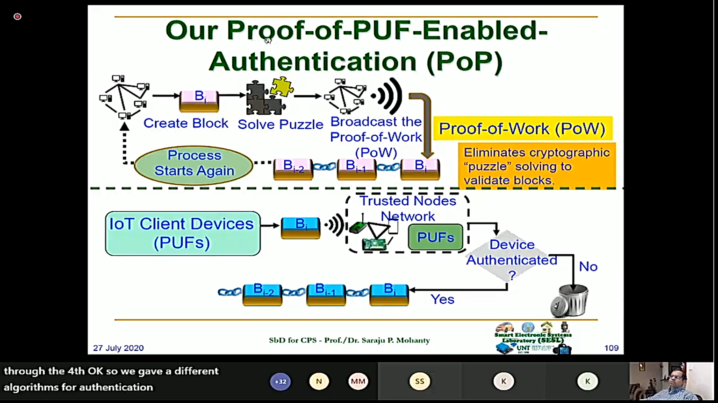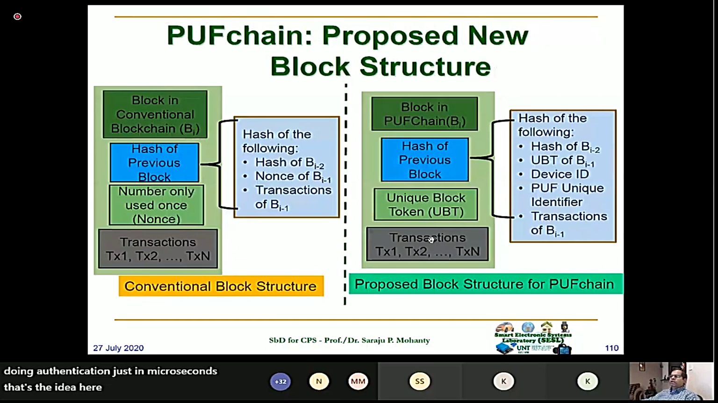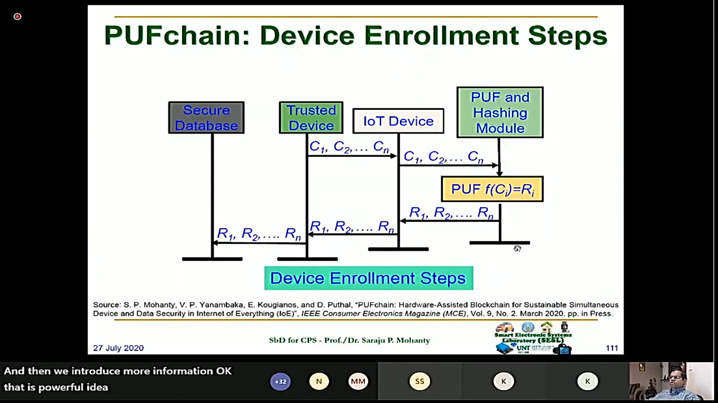We call it proof of PUF-enabled authentication, or PoP, as compared to proof of work that was originally proposed. And this is the idea, that your trusted nodes, with the help of PoP, are doing authentication in a matter of seconds. And again, we had to do a lot of changes. The block structure we had to change, with a unique block token instead of the nonce that it had originally. In the original blockchain, you introduce a concept of unique block token, UBT, and then we introduce more information, that is PUF ID and so on in this process.